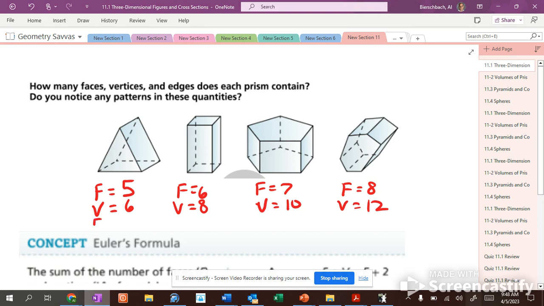Okay. Edges. How many edges does this one have? Well, it has 1, 2, 3 in front, 1, 2, 3 in back, and then 1, 2, 3 more. 9. 1, 2, 3, 4 on top. 1, 2, 3, 4 on bottom. 1, 2, 3, 4 to connect. 4 plus 4 plus 4 is 12.